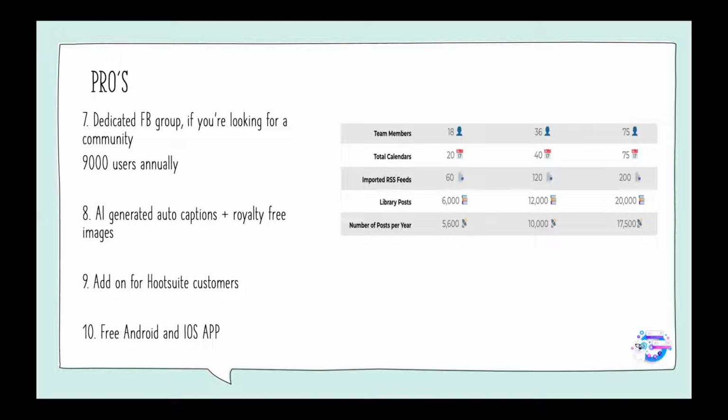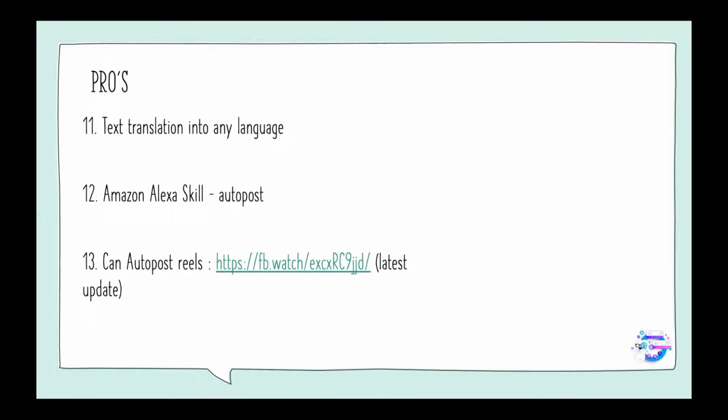Ninth, good one for Hootsuite customers. If you're already a Hootsuite customer, you have the ability to do a plugin quite easily. So that's a positive for you. And also this is available on Android and iOS app. So that's also a great plus. Then moving on to another pro, they do text translation into any language. That's what they are promoting on their website. So that's also a really great skill if you want to type in content in different languages.